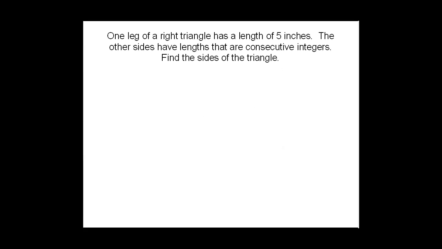Okay, suppose you have a right triangle where one leg has a length of 5 inches and the other sides have lengths that are consecutive integers. That's going to look something like 5 is one side, make sure it's a right triangle. Consecutive means you're going to have a number and one more than that number, so we have x and x plus 1. Now, since it's a right triangle, the Pythagorean theorem works, so you have 5 as your short side, x is your middle, and x plus 1 as your hypotenuse.